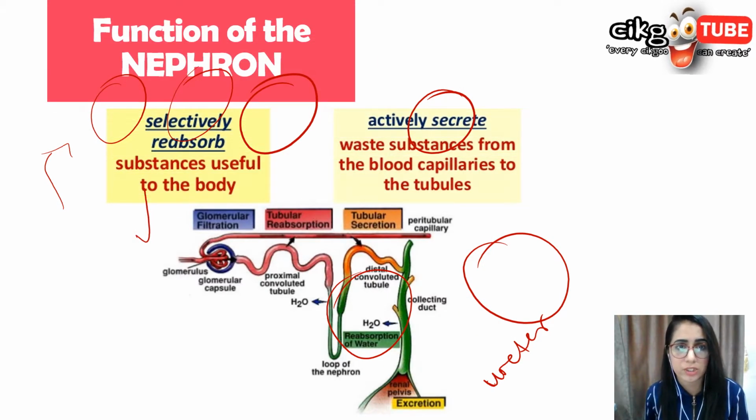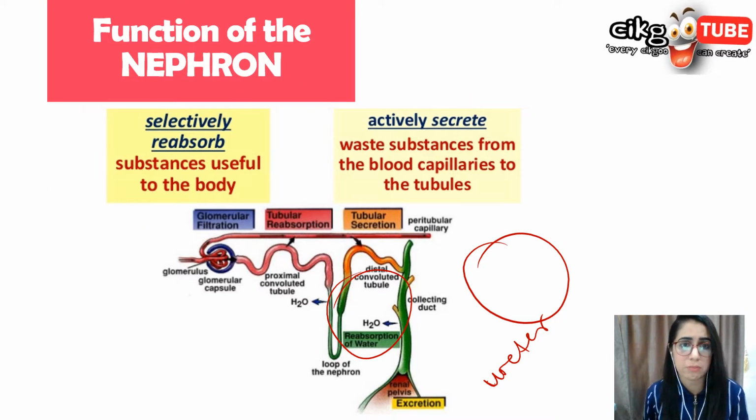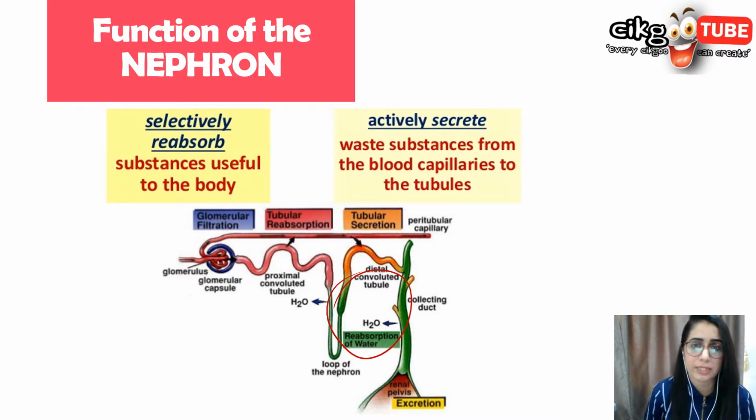Okay, the function of a nephron. First, it selectively reabsorbs substances that are useful to the body, and it actively secretes waste substances from the blood capillaries to the tubules. So there are three stages: glomerular filtration, tubular reabsorption, and tubular secretion.